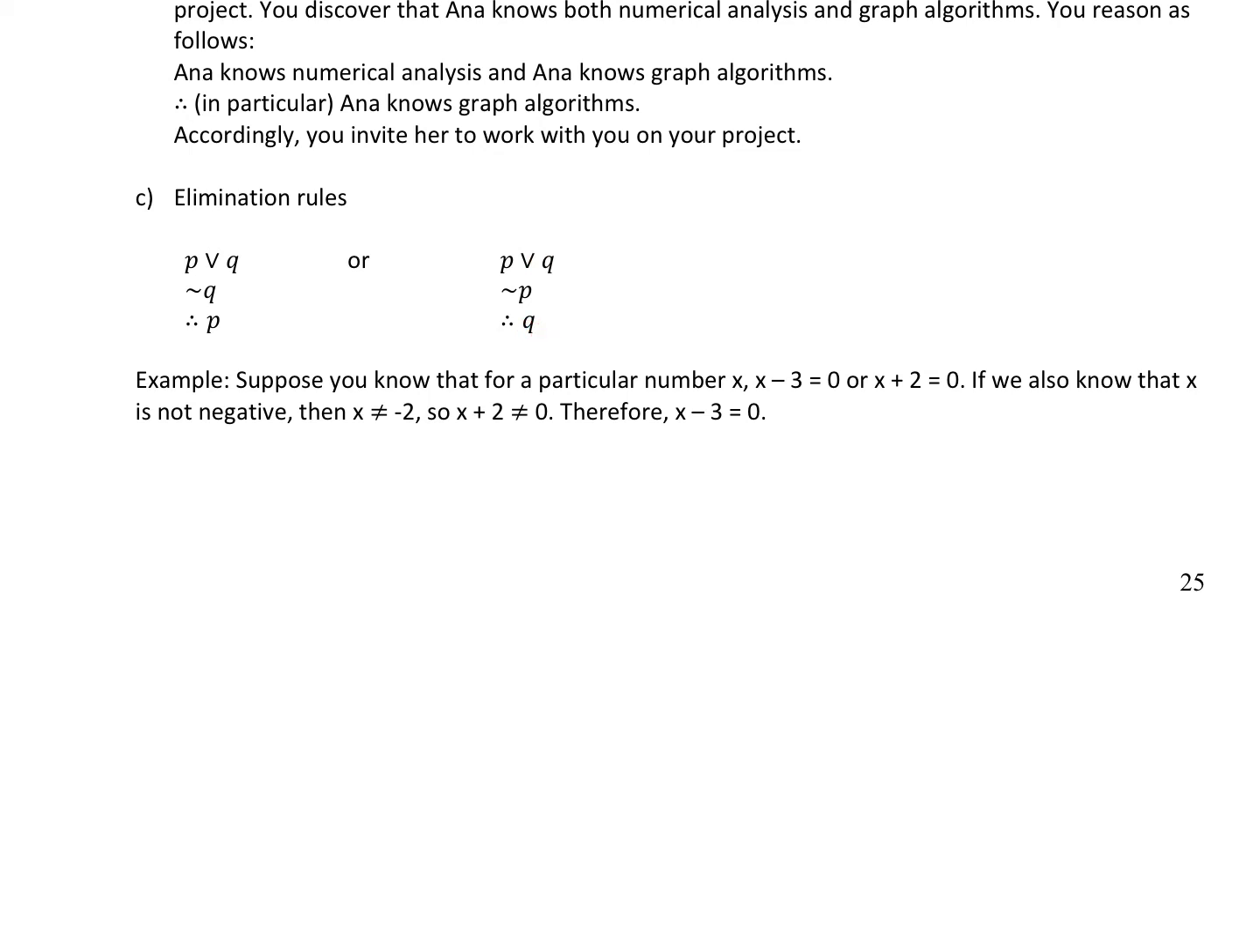For example, suppose you know that for a particular number, x minus 3 equals 0 or x plus 2 equals 0. If we also know that x is not negative 2, then x plus 2 cannot be 0, therefore x minus 3 equals 0. This is where you eliminate one of two possibilities. The or statement at the beginning gives you two possibilities. Then you eliminate one, therefore the other one remains.